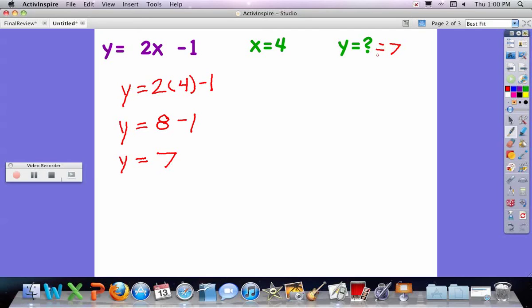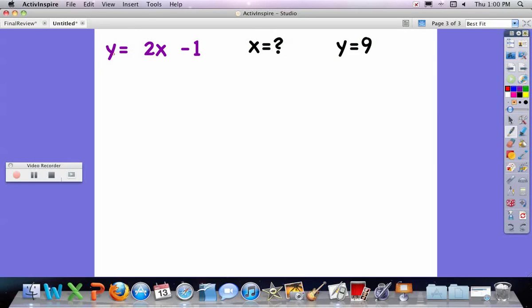Well, say we have that same problem. Y equals 2x minus 1. And this time, we don't know x, but we know that y is 9. You do the same thing. You know that y is 9, so substitute the 9 in for y.